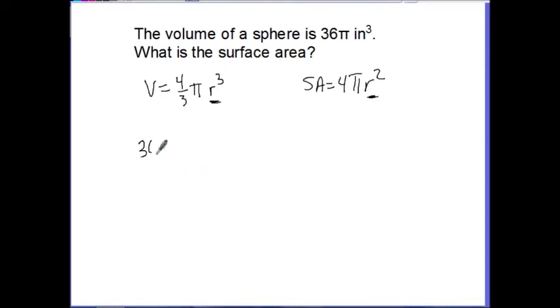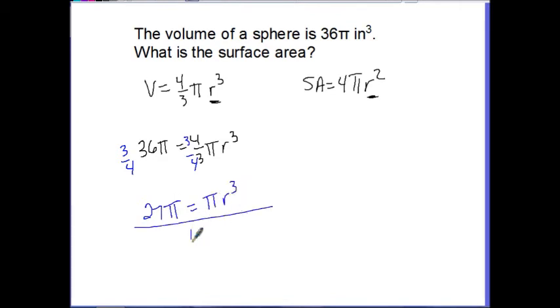Volume, which is 36 pi, equals 4/3 pi radius cubed. Now, let's multiply by that reciprocal, 3/4. When I multiply by 3/4, that gives me 27 pi equals pi r cubed. Divide both sides by pi, and 27 equals radius cubed. So what times what times what is going to be 27? Our radius is going to be 3.